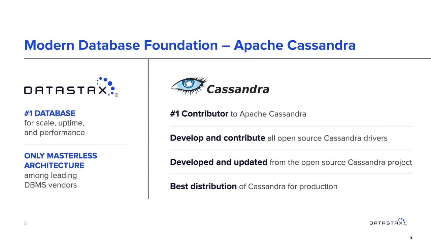DataStax, the company I'm here representing today, we are the number one contributor to Cassandra. We've actually contributed more than 70% of the code commits to date. All of our products are developed and updated from the open source Cassandra project. And what that really means is that we're able to provide our users with the number one database for scale, uptime, and performance, and really building that future database.